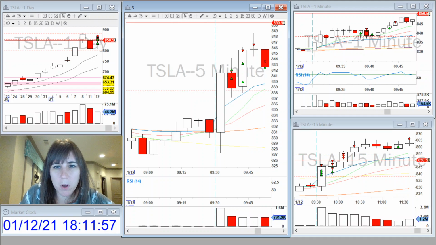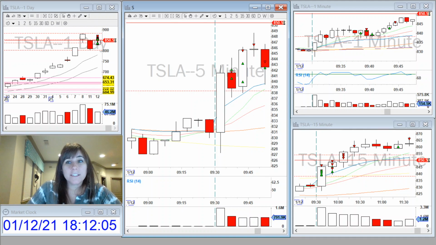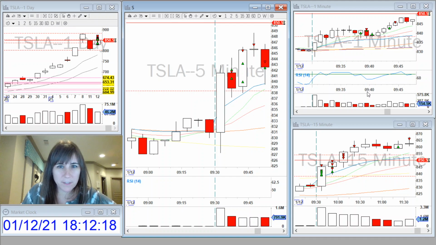So I took a small position. Once it made a 5-minute high, I added to my position. And I tried to move my stop from VWAP to yesterday's high, and I accidentally put it at break even, and I was stopped out. So that was a hotkey error on my part.